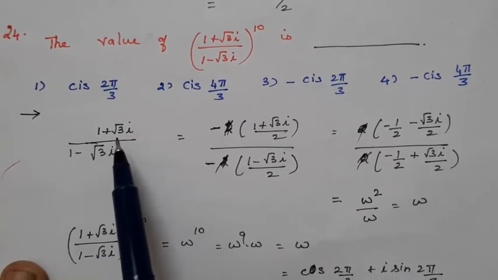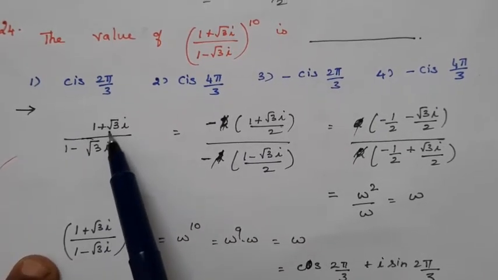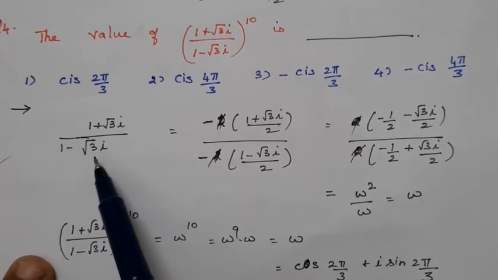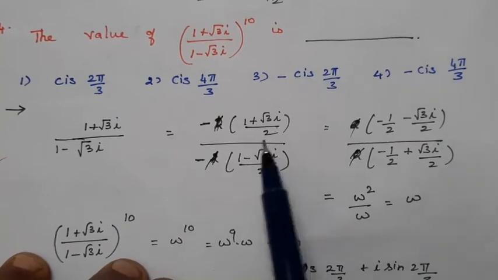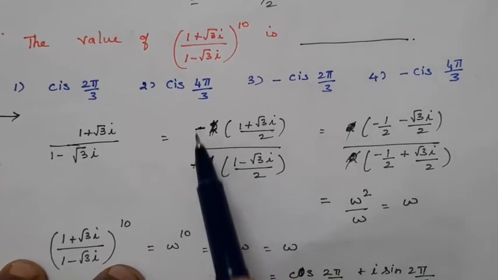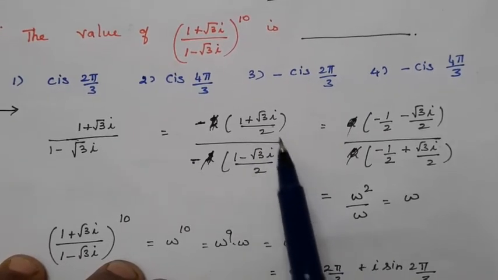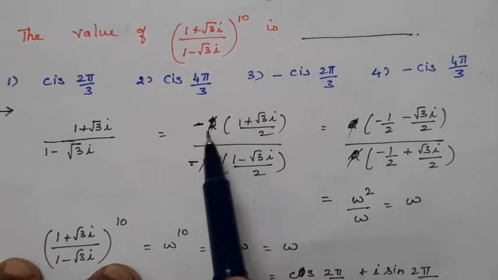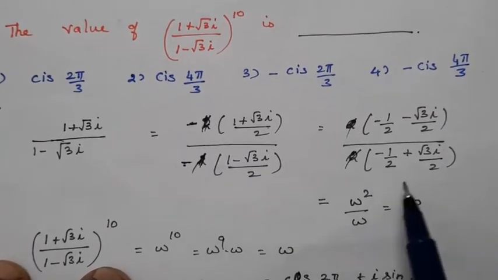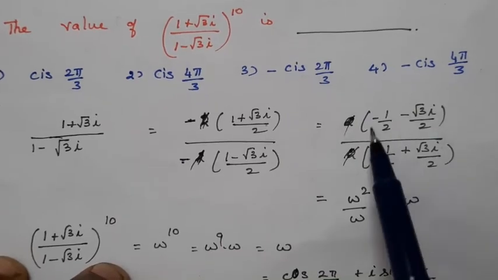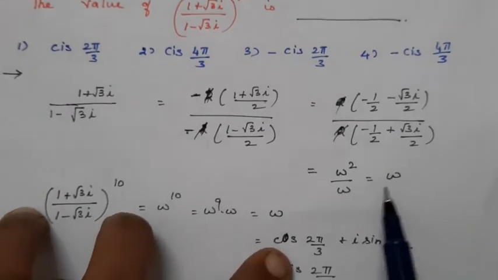Let us simplify this. Okay. But we know that minus 1 by 2 plus root 3i by 2 represents omega and minus 1 by 2 minus root 3i by 2 represents omega squared. So let us rewrite this by multiplying a minus to the numerator and denominator and also dividing the numerator and denominator by 2. Small adjustment. So what happened to the numerator? Minus 1 by 2 minus root 3i by 2 and the denominator will be minus 1 by 2 plus root 3i by 2. So this is nothing but omega squared and this will be omega. So the given complex number reduces to omega.